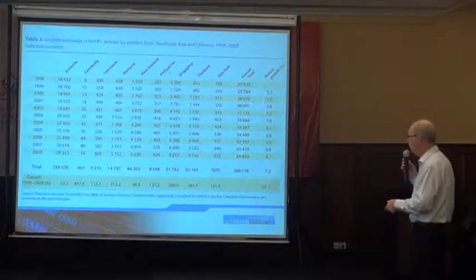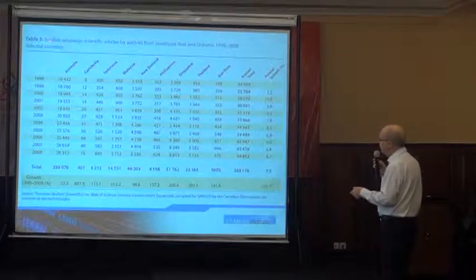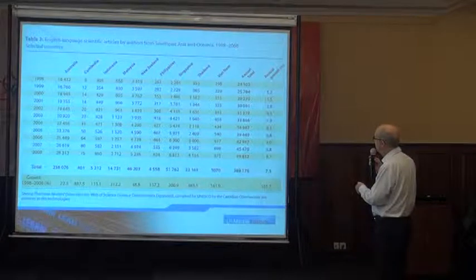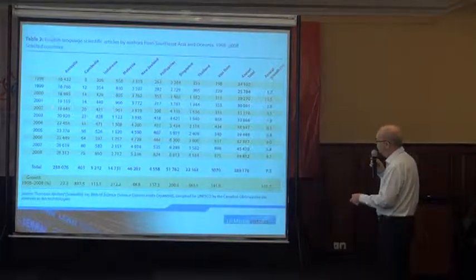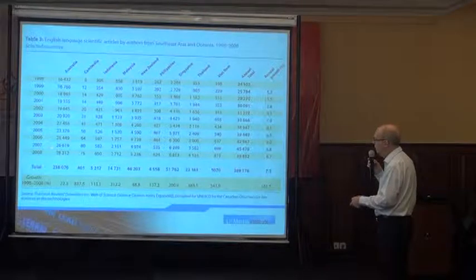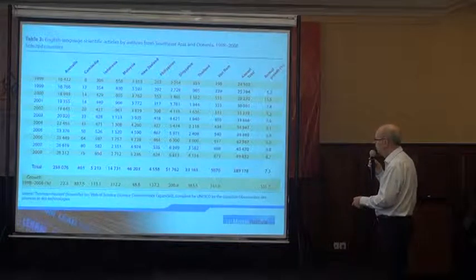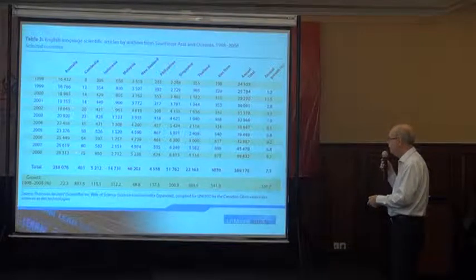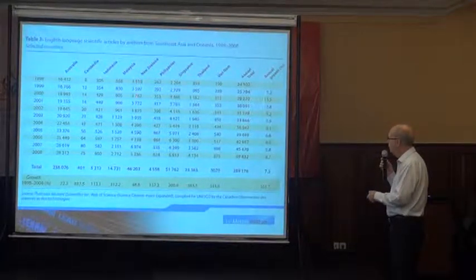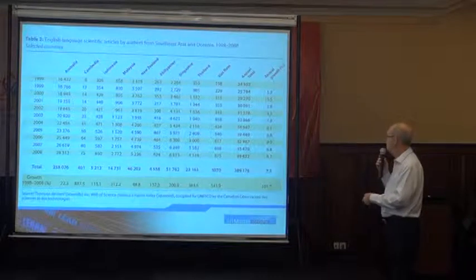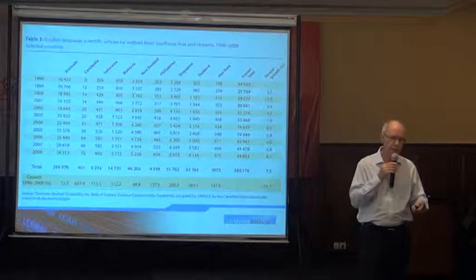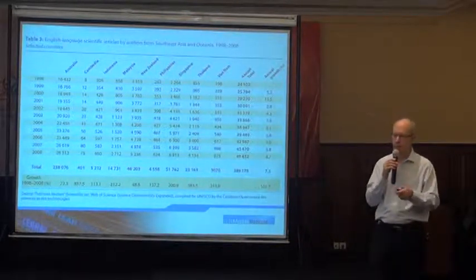And why I thought about it was that I looked at English language scientific articles by authors from Southeast Asia and Oceania from 1998 to 2008. 28,000 papers in 2008 in Australia, naturally enough, an English-speaking country, Indonesia 650, Cambodia 75. New Zealand, you know, clearly this is dependent on the population size, the number of researchers, etc., etc. So don't worry about the numbers so much.